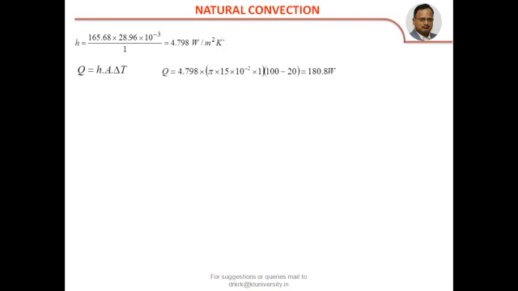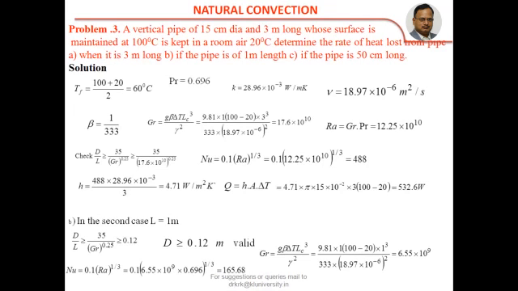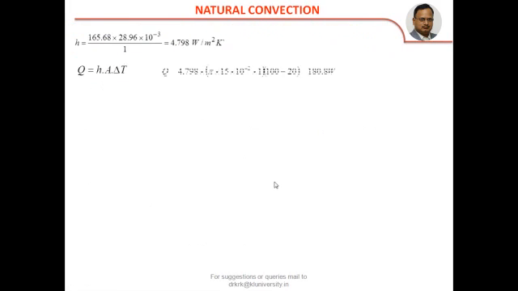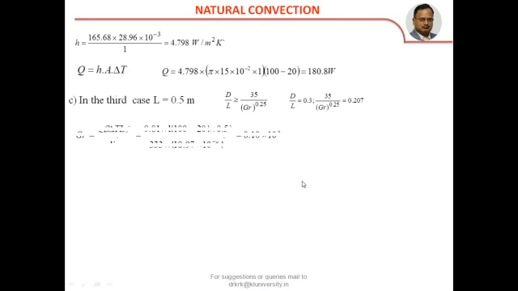When I multiply 180.8 with 3, it is going to be 540, whereas here the Q is roughly 532, more or less okay. But you will see a lot of difference if the pipe is 50 centimeter long. So third case, 50 centimeter long, 35 by Grashof number to the power 0.25, D by L is 0.3, whereas this is 0.207, hence it is not satisfied. You have to go for a separate equation.